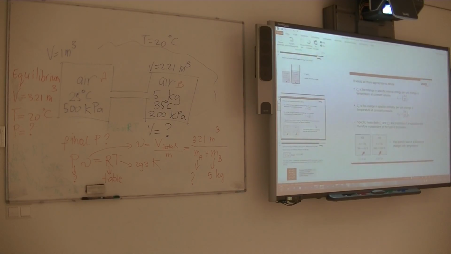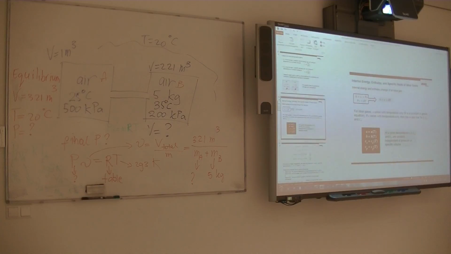So if we have constant volume, Cv is related to internal energy, and if we have constant pressure, then Cp is related to the enthalpy. And we can also relate the enthalpy and the internal energy by this equation, lots of equations coming by.